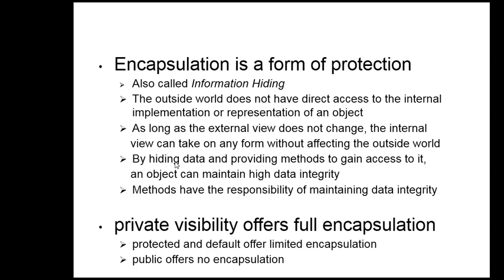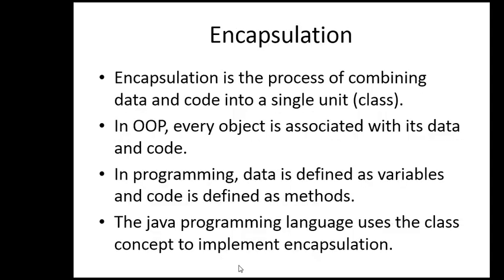By hiding the data and providing methods to gain access to it, an object can maintain high data integrity. Methods have the responsibility of maintaining the data integrity. This is the advantage of encapsulation. Private visibility offers full encapsulation, protected and default offer limited encapsulation, and public offers no encapsulation. Data should be private, so that no outside class can access it.